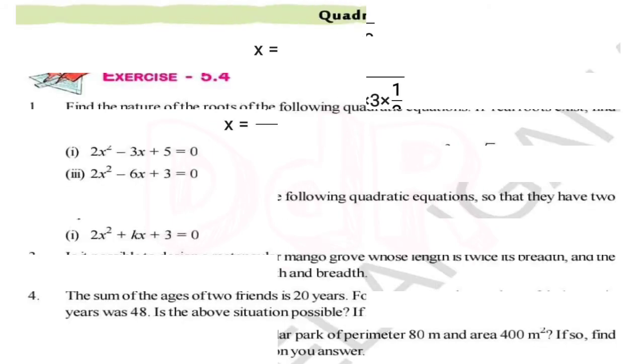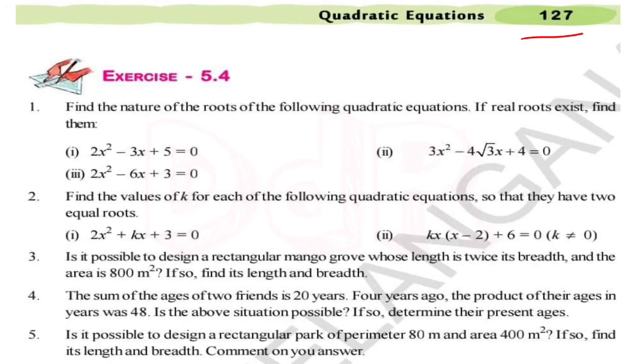Now let's go to the exercise. On page number 127, we have one exercise, that is exercise 5.4. Coming to the first bit, find the nature of the roots. So that means the delta value is required. Next, if real roots exist, find them. So there are a total of 3 questions, same as the previous 2 example problems. So do these 3 problems.